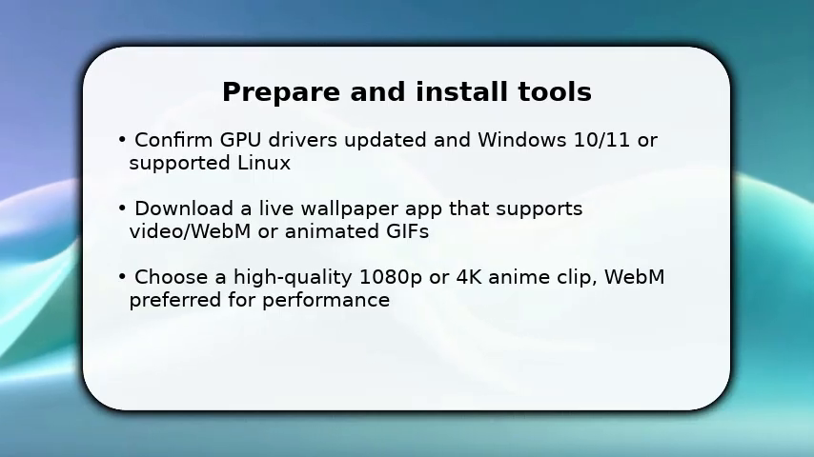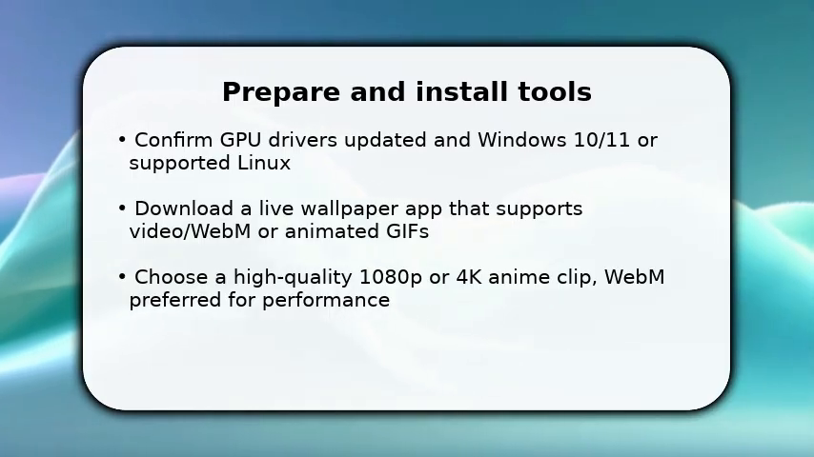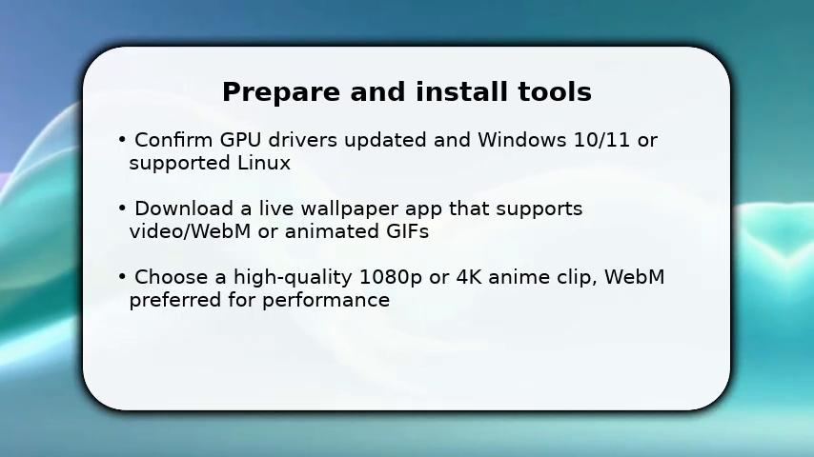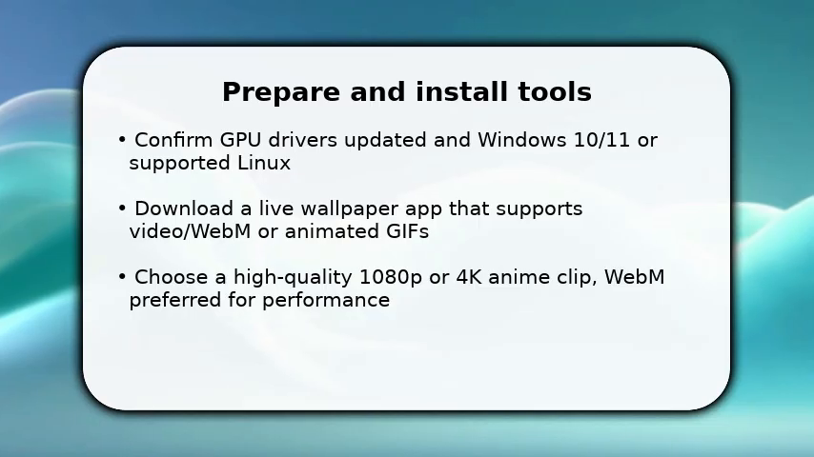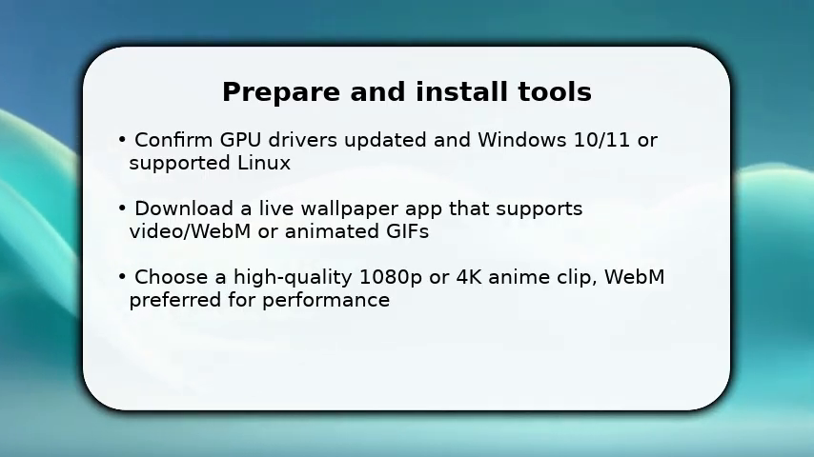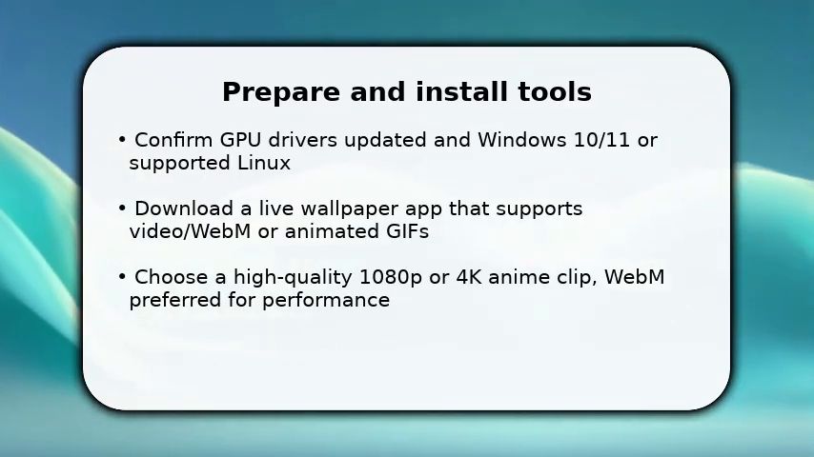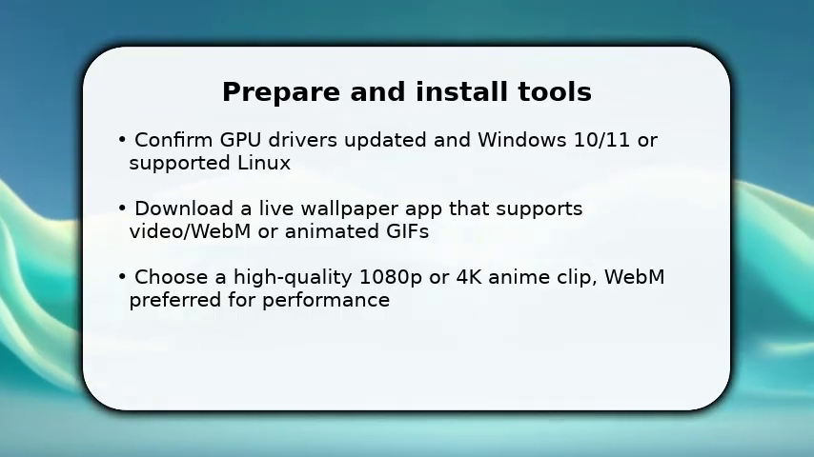You start by getting the essentials in place. Update your GPU drivers and run a supported OS so the Wallpaper engine can access hardware acceleration. Next, install a dedicated live wallpaper app that explicitly supports video or WebM. This is the only reliable way to have smooth animation and audio options. While installing, pick a 1080p or 4K WebM anime clip to preserve quality and reduce CPU load.